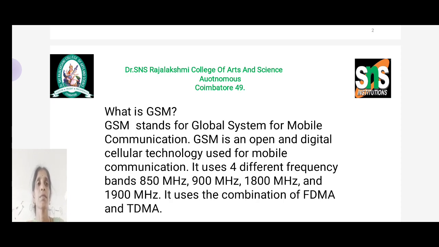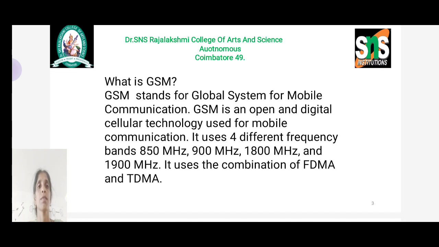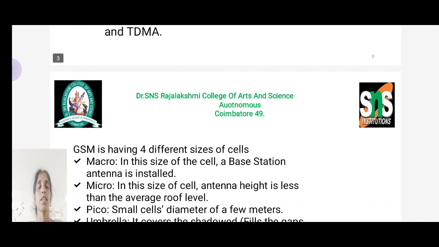GSM is a mobile communication network. It is an open and digital cellular telephony system, which is used for mobile communication. It uses four different frequency bands, that means 850 megahertz, 900 megahertz, 1800 megahertz, and 1900 megahertz. It uses a combination of FDMA and TDMA for data transmission.